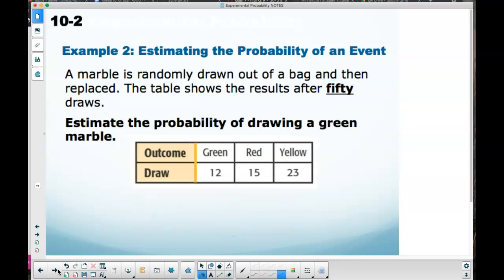Okay, how about this one? A marble is randomly drawn out of a bag and then replaced. 50 draws again. This time, what's the probability of a green marble? So same information, but now we want to know the probability of green. What would the fraction be?